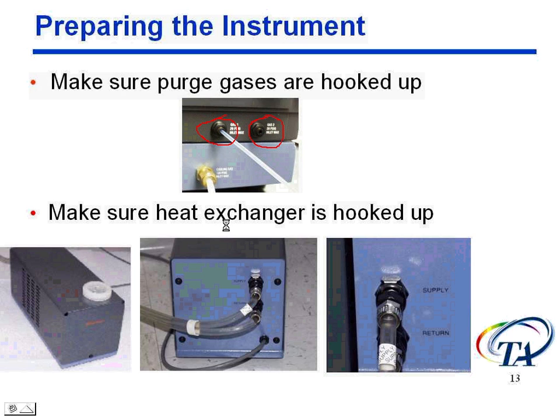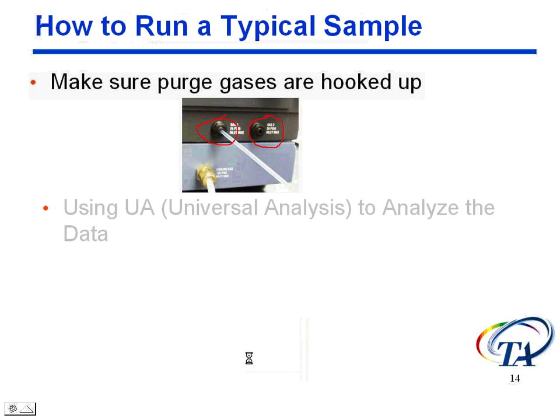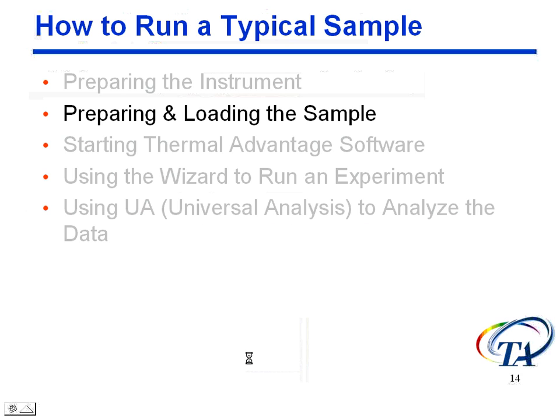You also want to make sure the heat exchanger is hooked up. This is a picture of the heat exchanger here. This lid comes off, and you can fill this up with water and maybe a little bit of an algicide. In the back of the heat exchanger, you've got these tubes that connect to supply and the return side, and then they hook up also on the instrument, on the TGA. And then this cord here goes and plugs in on the back of the TGA. That's basically what you need to do on the basics of the instrument.